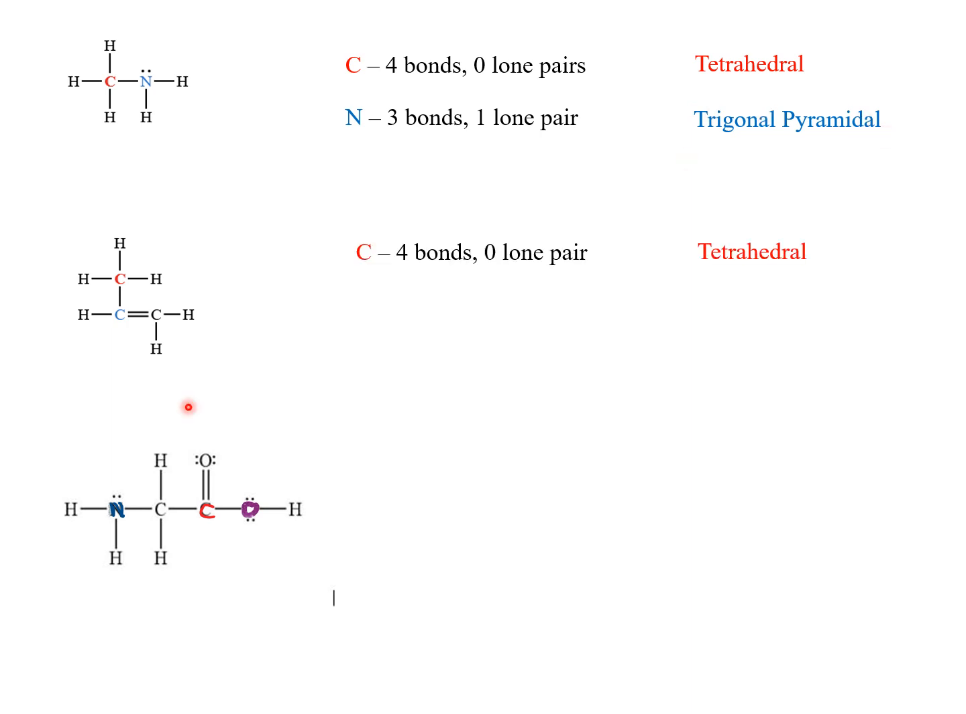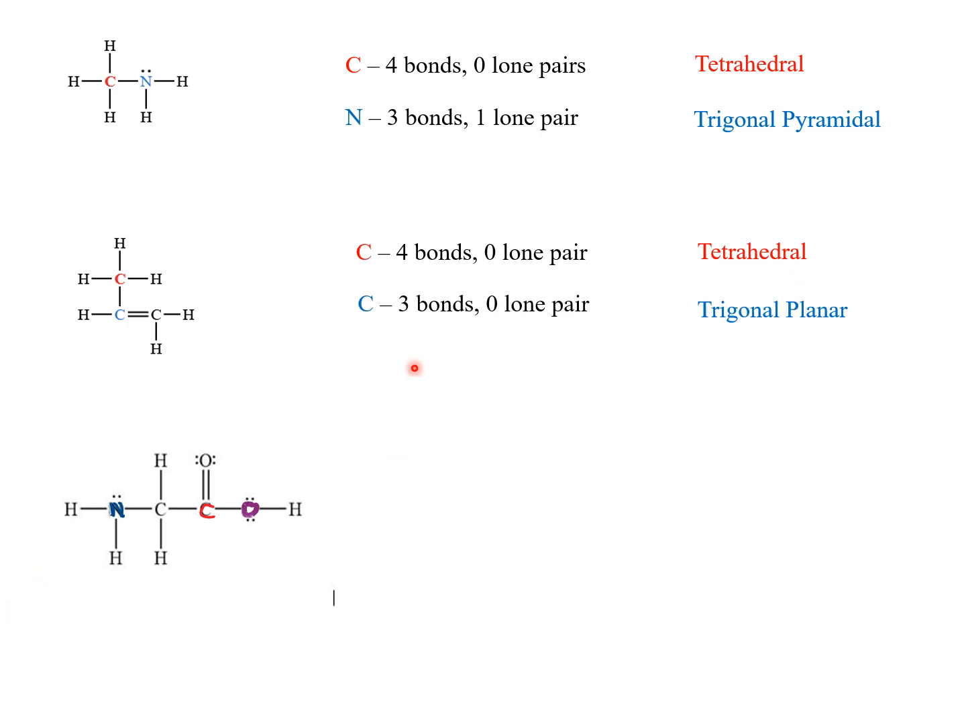On the second structure, the red color carbon has 4 bonds and 0 lone pairs. There are 4 bonds, 3 are CH bonds and 1 bond is a CC bond. So no lone pairs on the red color carbon, it is tetrahedral geometry again.